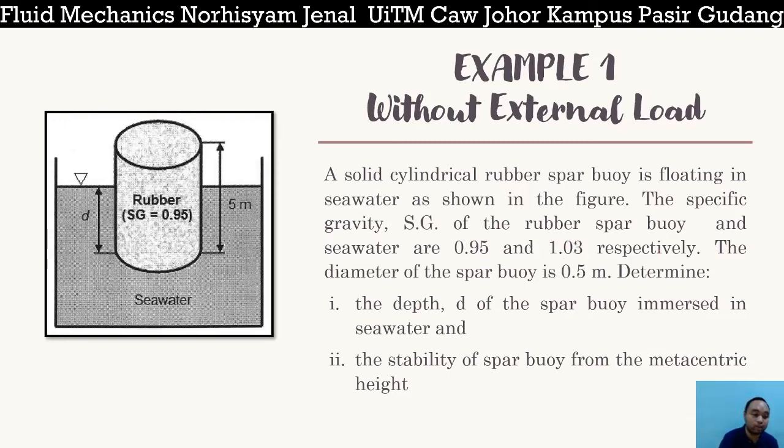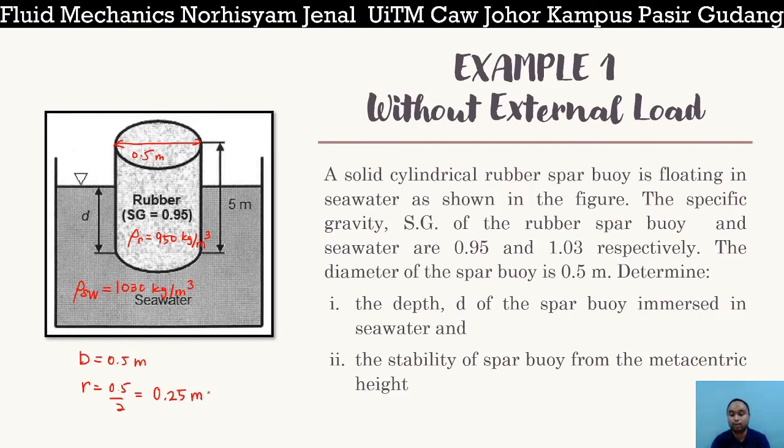So the density of seawater is 1030 kilogram per meter cube. The density of the rubber is equal to 950 kilogram per meter cube. The diameter of the spar buoy is 0.5 meters, so the diameter here is 0.5. So if the diameter is 0.5 meter, the radius should be 0.5 divided by 2 equals to 0.25 meter.